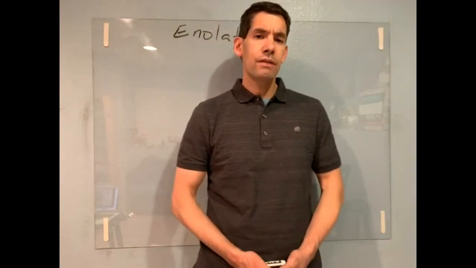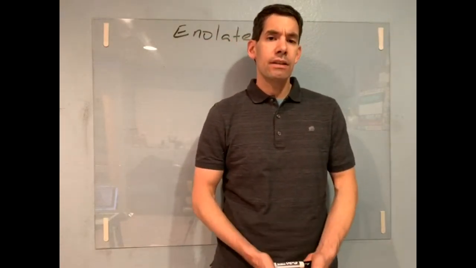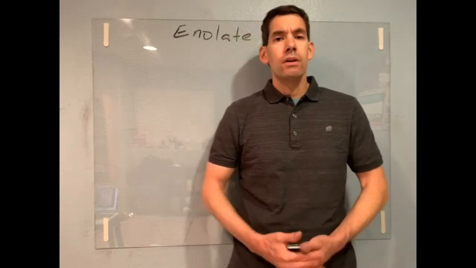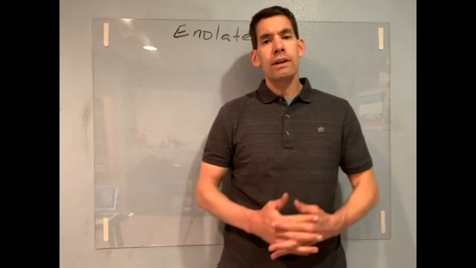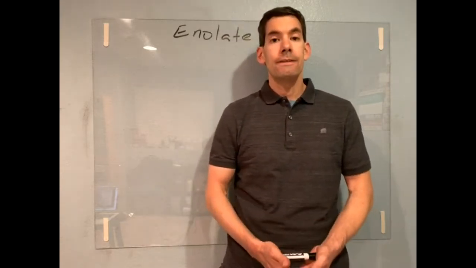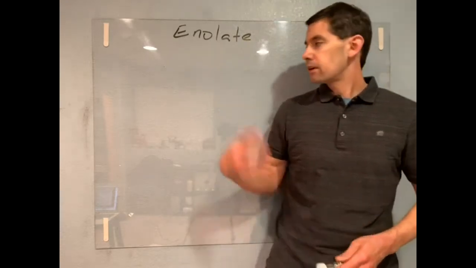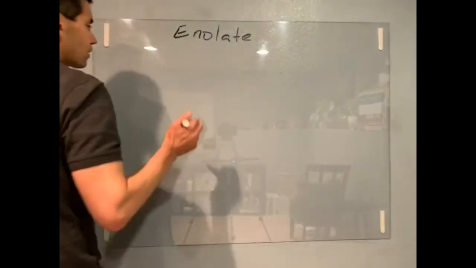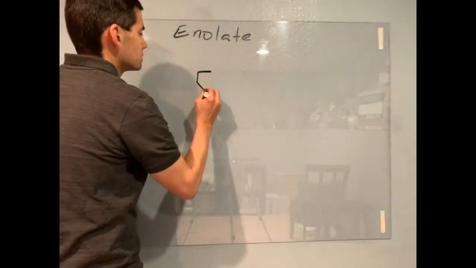Have you noticed in our previous videos, we worked with a lot of enolates, but our enolates were always symmetrical? Or we always worked with carbonyls that only had one alpha carbon to generate those enolates. What happens if we have a carbonyl that has two different alpha carbons to work with? So let's look at that.